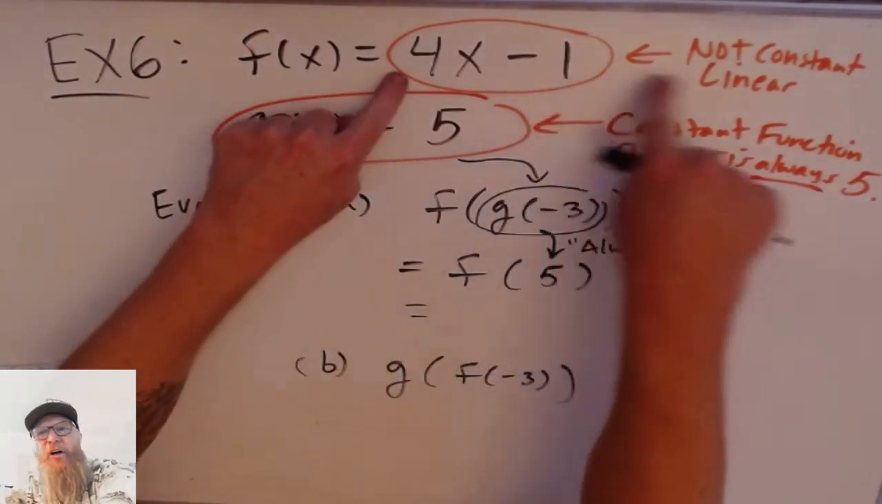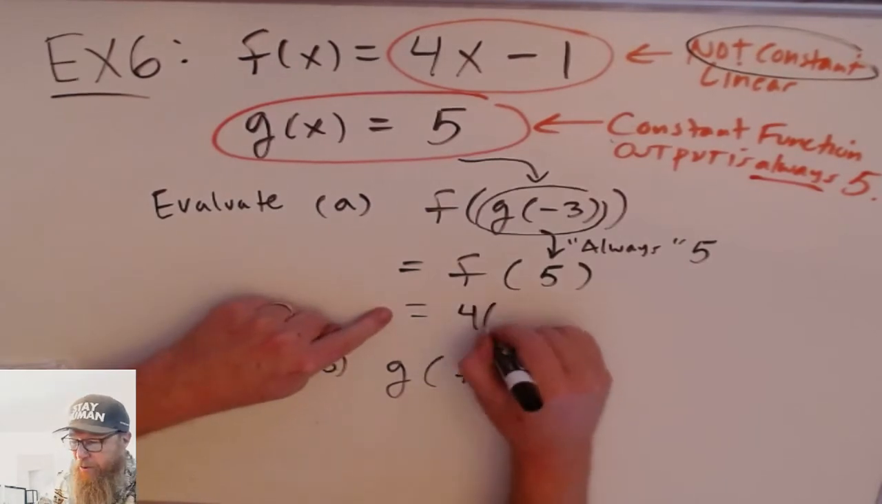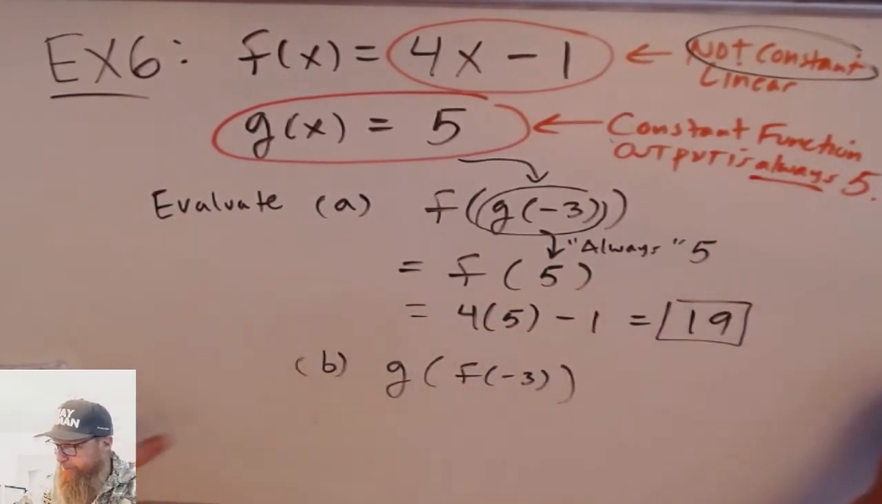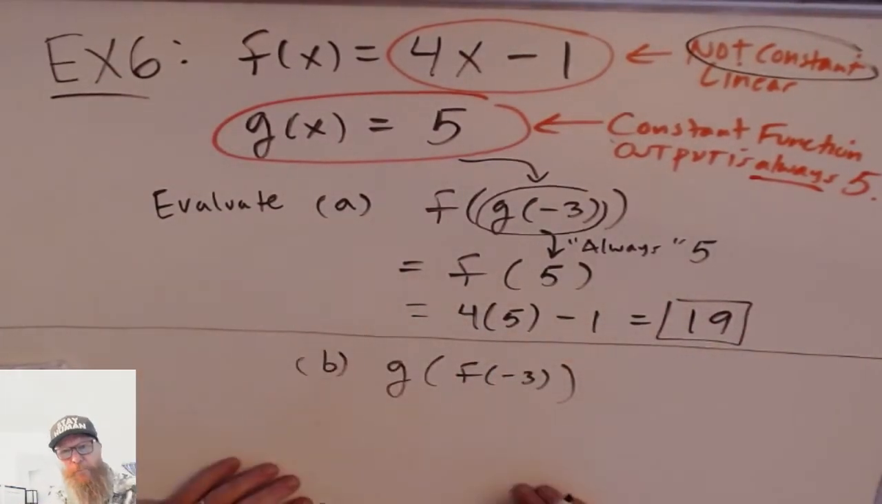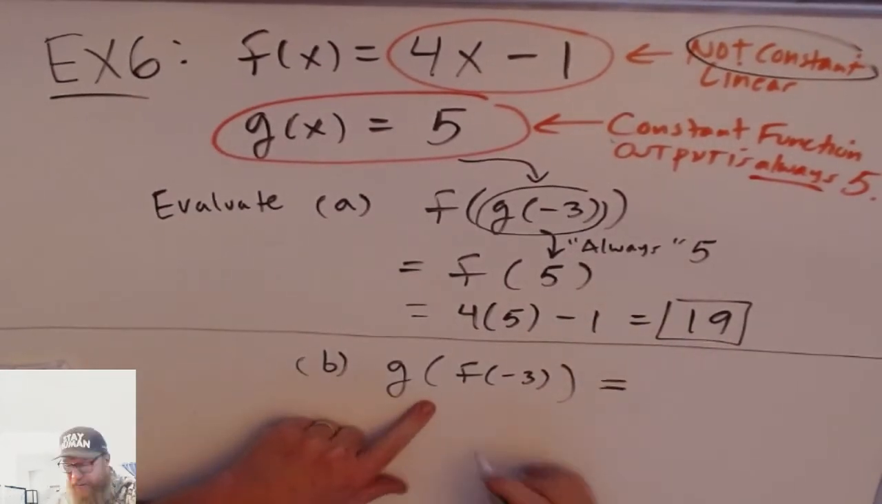Now, f is not constant. So you actually have to do f. So it's 4 times 5 minus 1, which is 19. 4 times 5 is 20. 20 minus 1 is 19. Now this one, it's a free answer.